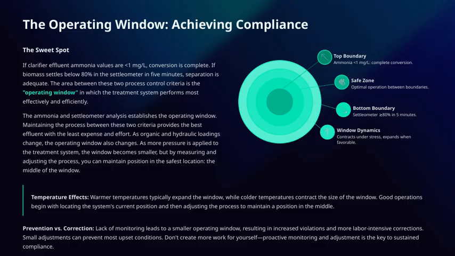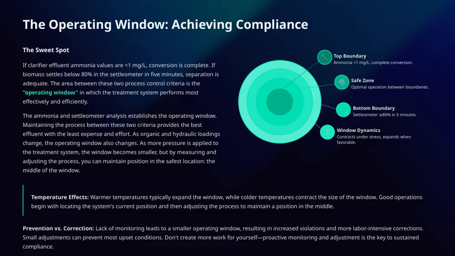When we apply more pressure to the system, the window tends to shrink. But with proper measurement and adjustments, we can keep the process centered in this window, what we call the safest, most optimal position. Now let's consider the dynamics of this window. When the system is under stress, the window contracts, but when conditions are favorable, it expands. The bottom boundary is set by the settleometer, 80% or more biomass settling within 5 minutes. The top boundary is defined by ammonia levels, less than 1 milligram per liter, indicating complete conversion.